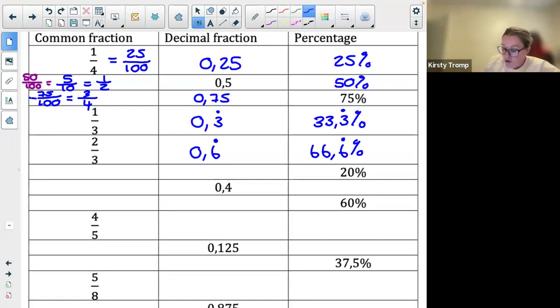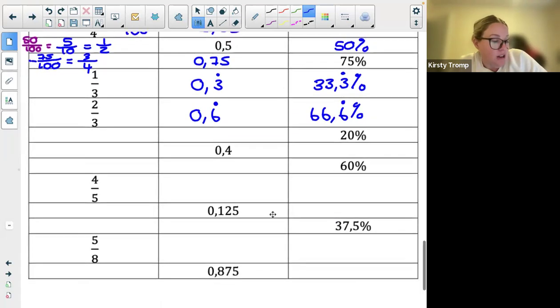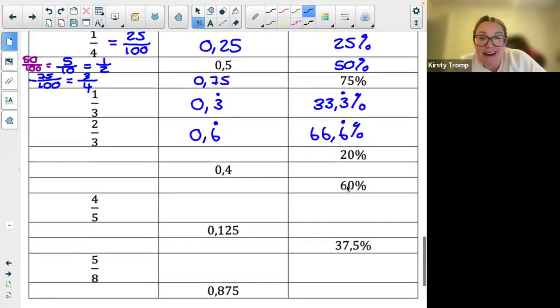Okay. So those are my tricky ones that I wanted to go over with you. What I will do for you is I will get the answers for the rest of this table, and I'm going to put the rest of this table on your classroom. So all the answers will be on your classroom for this table.